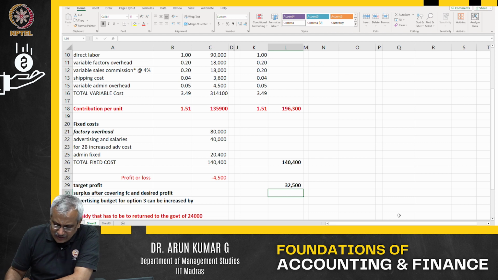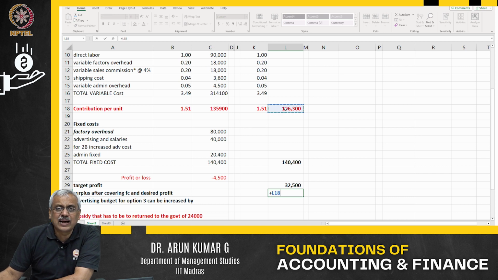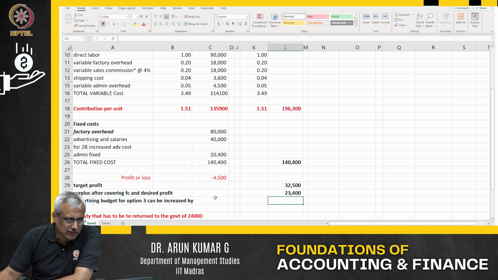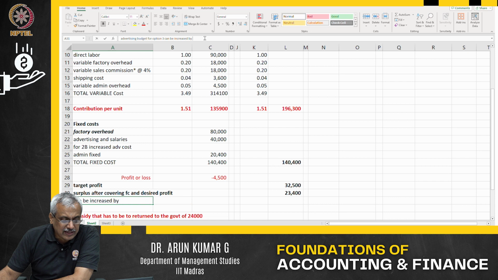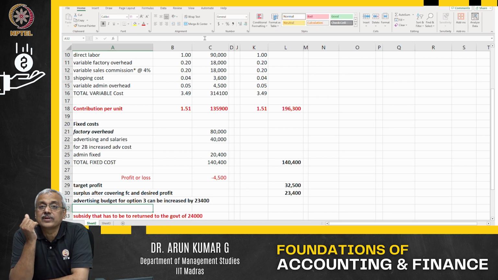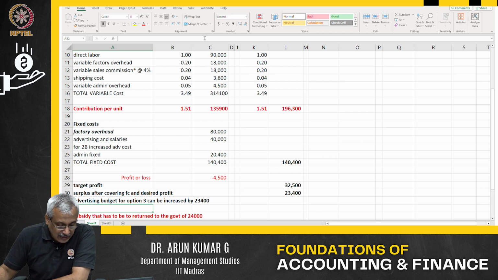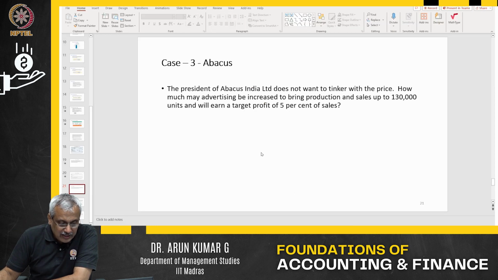Now how did I get it? Very simple. 1,96,300 is the contribution I have. What is the fixed cost? My fixed cost is 1,40,400. What is the desired profit I have? 32,500. So what is the surplus? Surplus is 23,400. So the advertising budget in option 3 can be increased by rupees 23,400 maximum. So it answers this particular question.